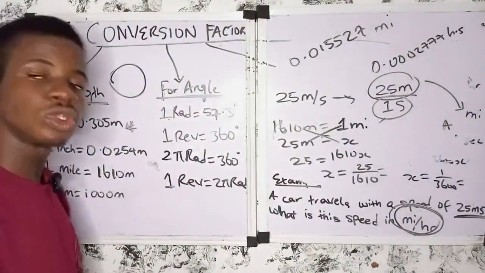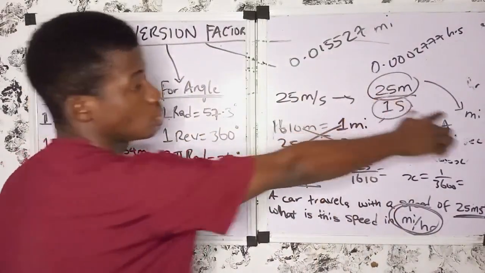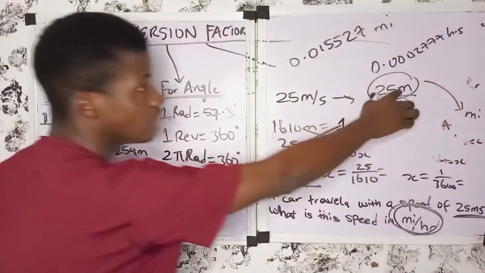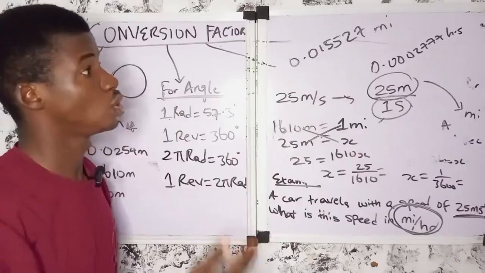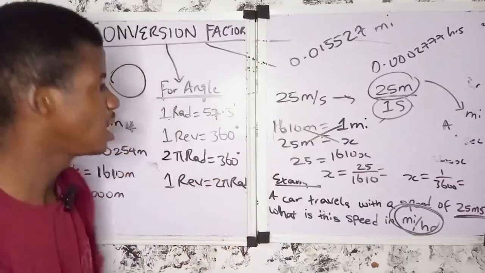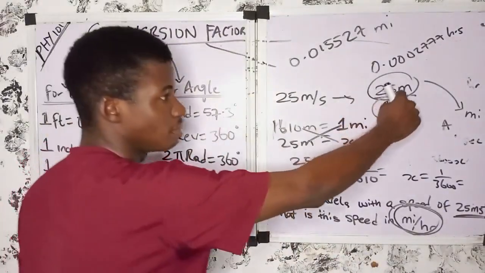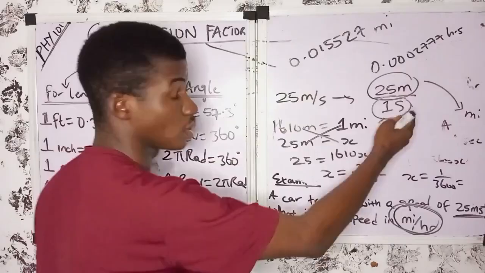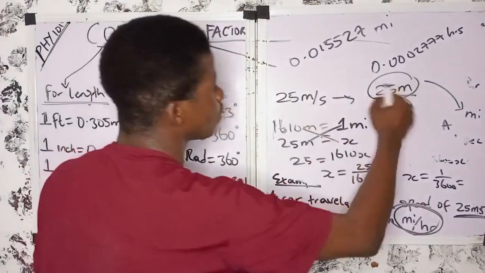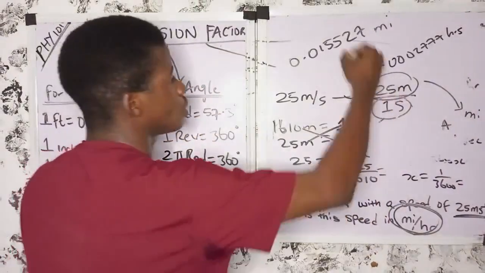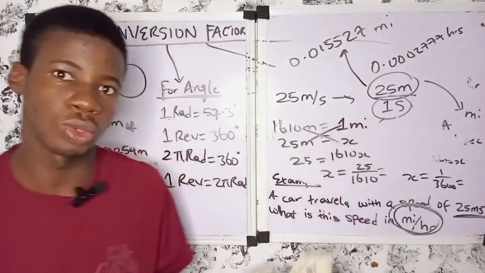So what do we do? We converted 25 meters to miles, right? So 25 meters is still the same thing as 0.025 miles. That is very important. I told you, convert the meters to miles, then convert seconds to hours, then divide our final answer. So we have converted 25 meters to miles. Now we need to convert 1 second to an hour.